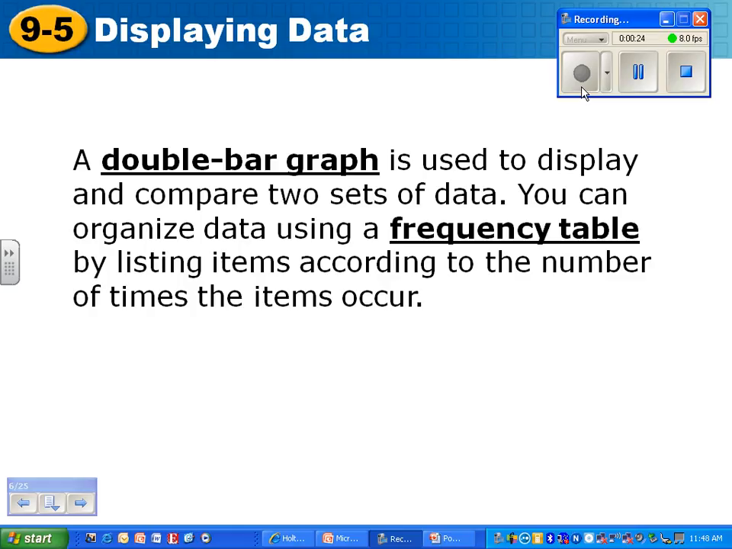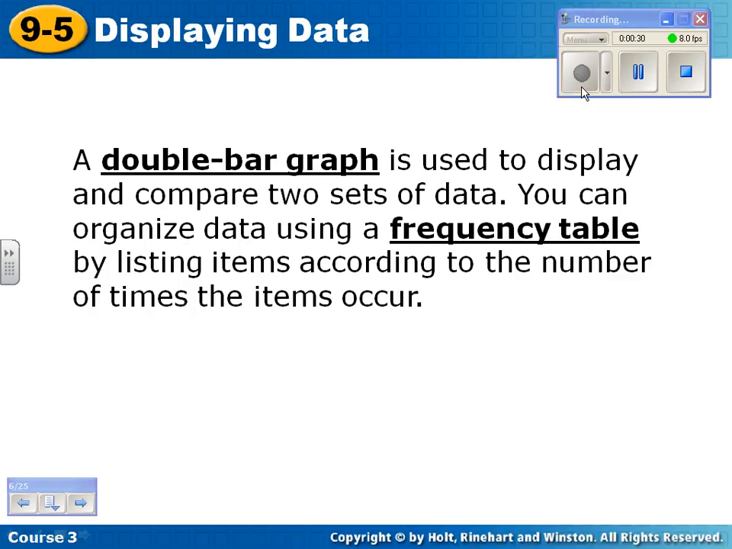It also says you can organize data using a frequency table, and organize is your key word. There's no trick to it. There's really no math involved. It's just organizing it to show frequency for your data. How many times does this data occur? So that's what a frequency table is going to help us do. So let's look at an example.